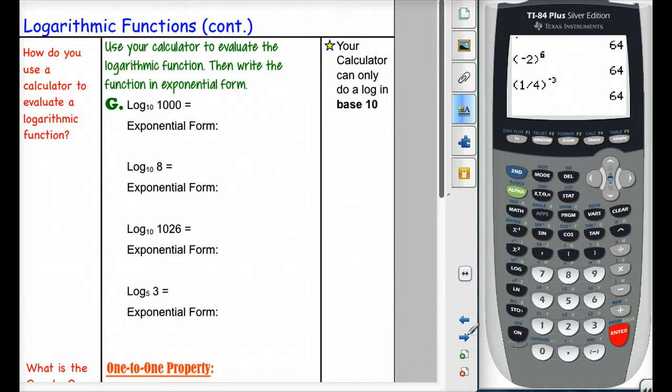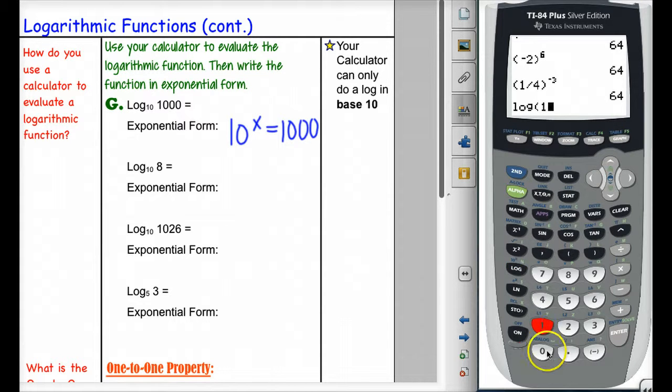So log to base 10 of 1,000 is basically saying 10 to the x power is equal to 1,000. And we just talked about that's 10 to the third. And so what I'm going to do is I'm going to use my log button on the calculator. So log, and you don't need to put the base 10 in there because your calculator assumes it's base 10, of 1,000, and we get 3.